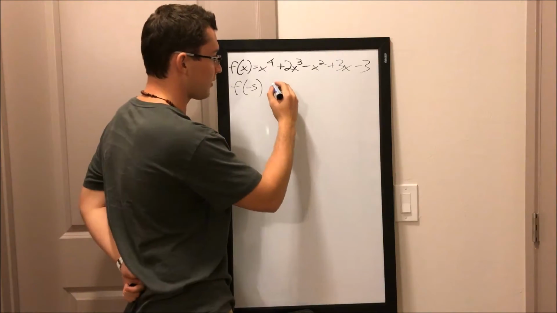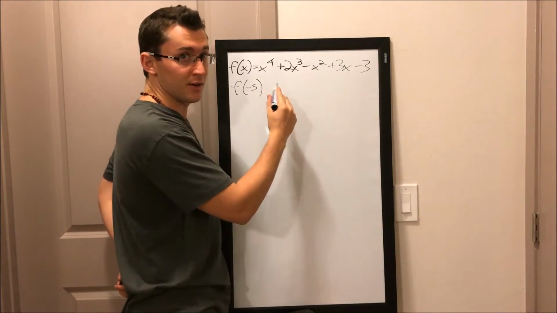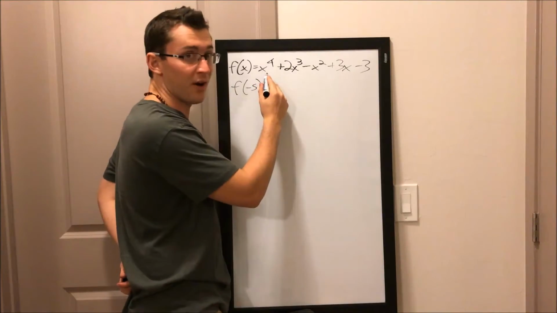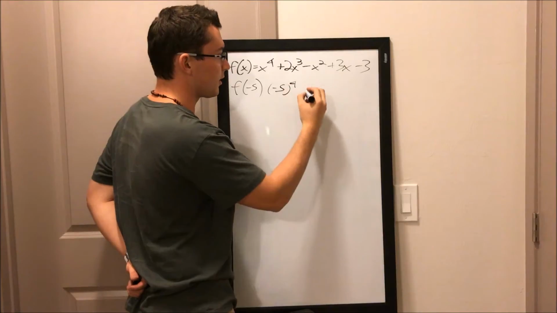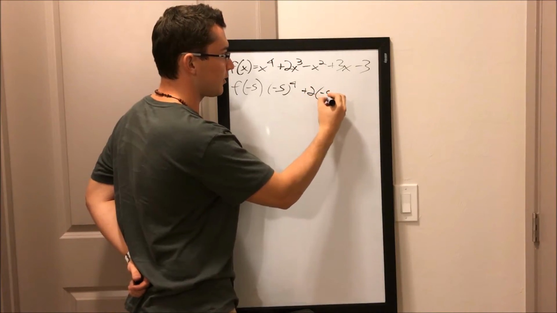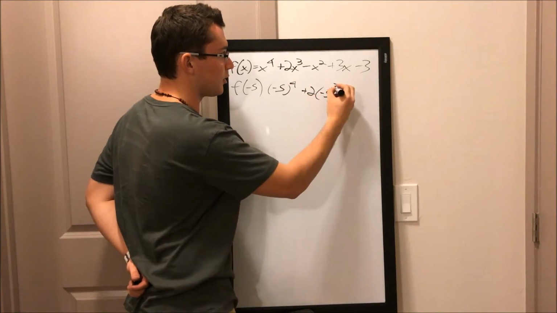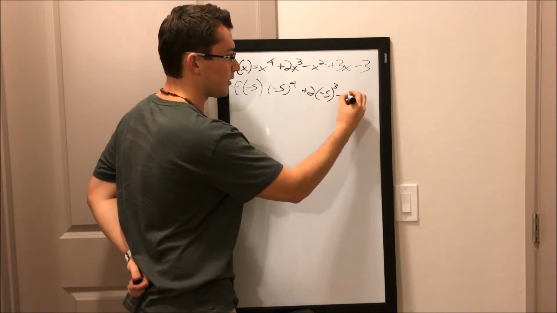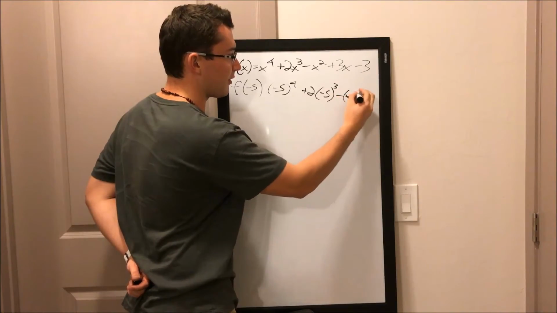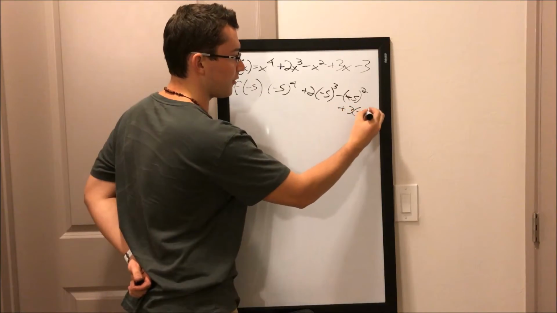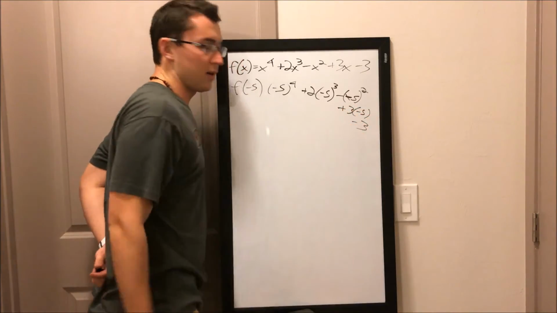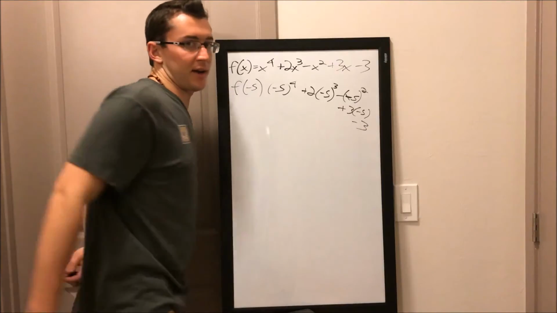You know what to do here. Plug in -5. This is the substitution part. Plugging in -5 for x. So I have -5 to the 4th plus 2 times -5 cubed minus -5 squared plus 3 times -5 minus 3. I'm going to use my calculator and come back.